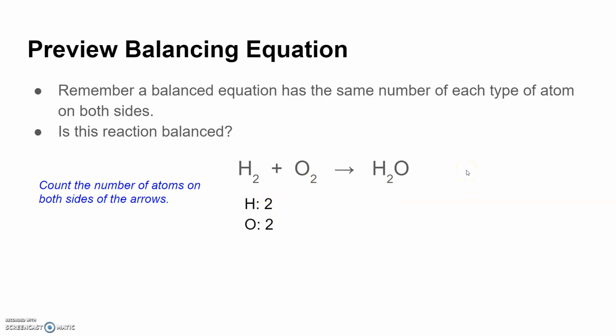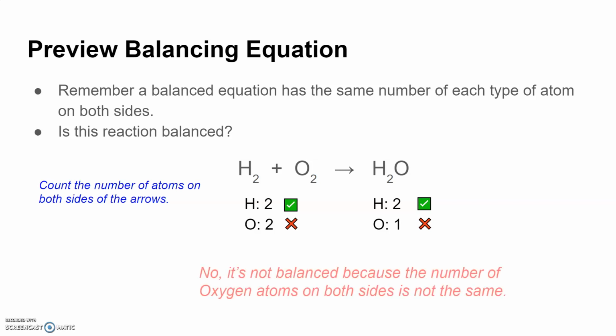Let's do the same thing on the product side. On the product side, I only have 1 molecule, and in that molecule, I have 2 hydrogen atoms and 1 oxygen atom. Remember, if there's no subscript written, then it's an invisible one. Now, starting with the hydrogens, I have 2 hydrogens on both sides, so those are balanced. But what about the oxygen? They're not, because I have 2 oxygens on the reactant side, but only 1 on the product side. So this is not balanced.